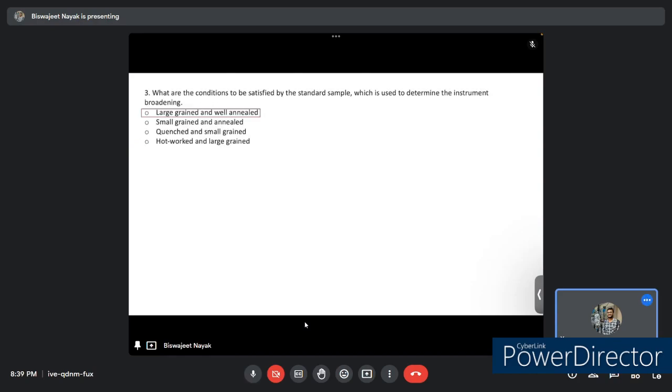What is the condition to be satisfied by the standard sample which is used to determine the instrument broadening? For instrument broadening, the sample has to be large grained and well annealed. If it is not well annealed, then it will not be proper. We will not be able to identify the sample properly and it cannot be distinguished from the instrument broadening. So it has to be large grained and well annealed.